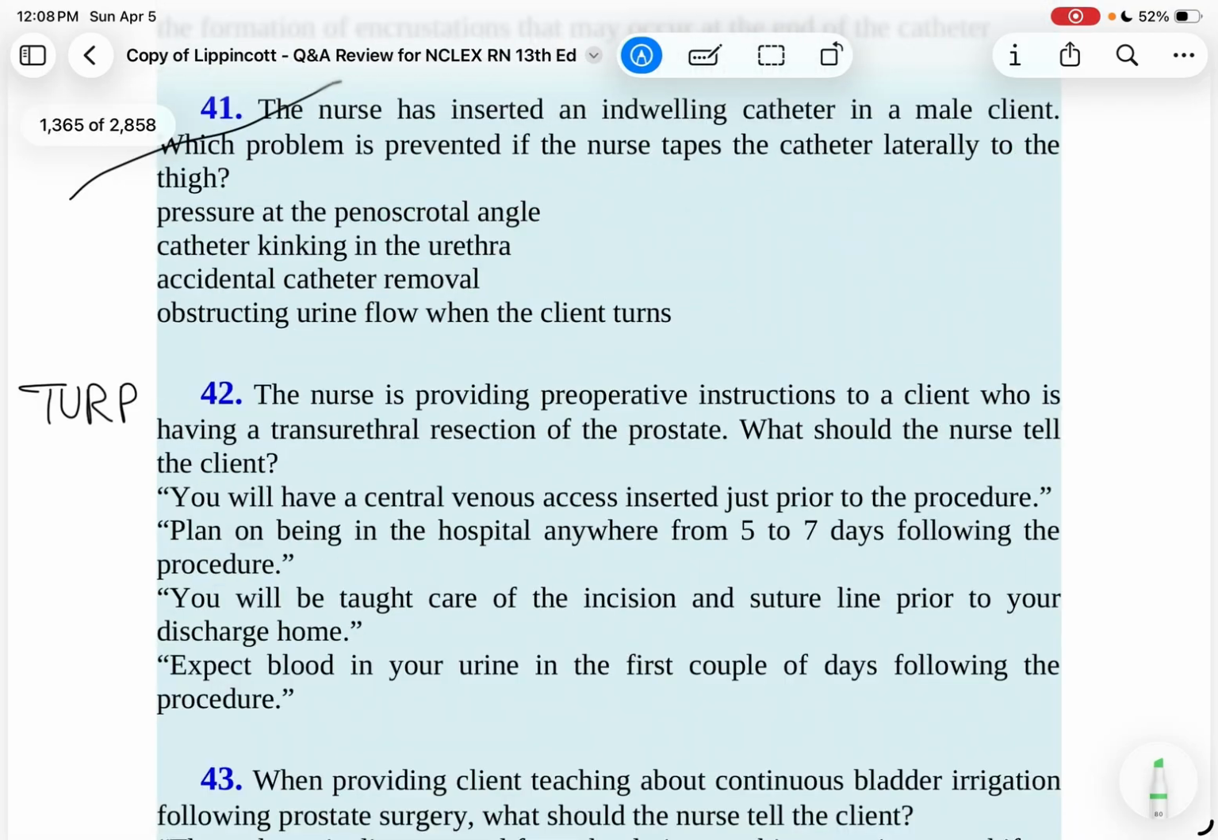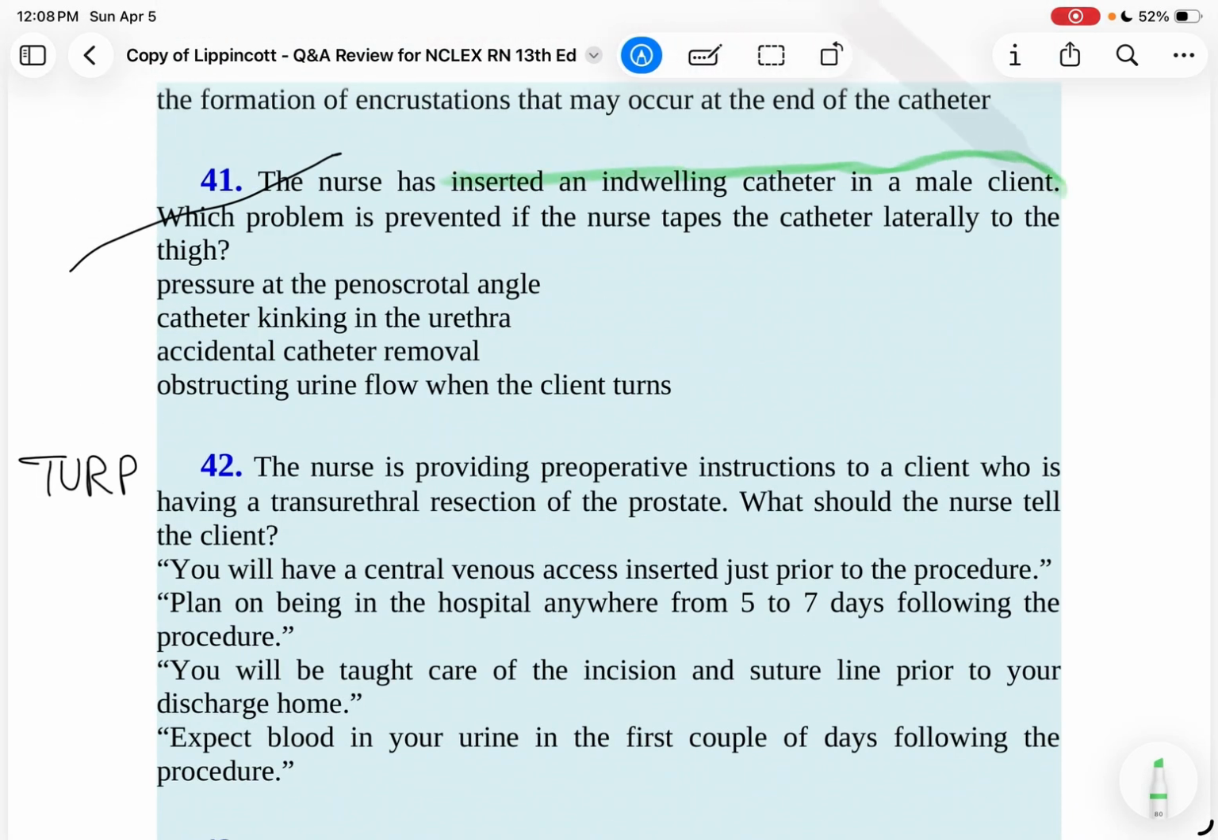The nurse has inserted an indwelling catheter in a male client. Which problem is prevented if the nurse tapes the catheter laterally to the thigh? Obstructing the flow when the client turns, accidental catheter kinking, pressure at the penoscrotal angle, or maybe accidental catheter removal.